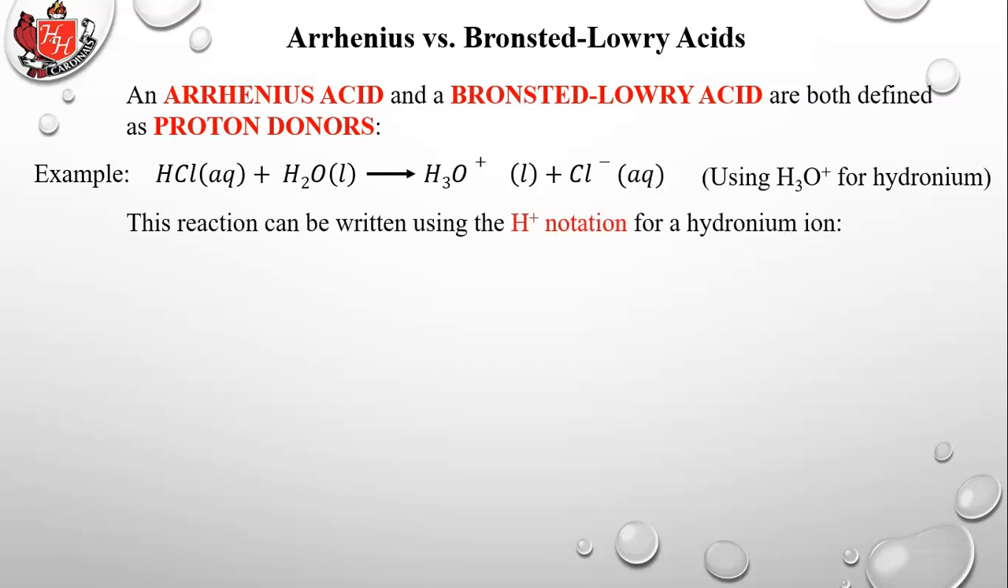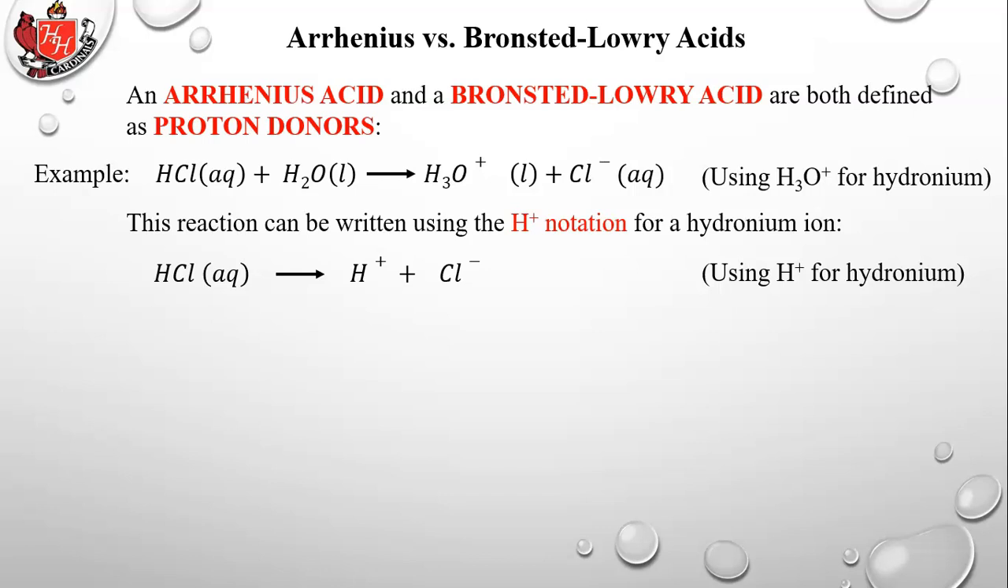This reaction can be written using the H plus notation for a hydronium ion. So remember, hydronium can either be H3O plus or just H plus. So this looks a lot shorter. Let's see what the difference is between these two. They say the same thing. In the first, the reaction up above, you're using water as a reactant, and it really is a reactant because it accepts that proton from HCl and therefore becomes hydronium plus then the chloride ion.